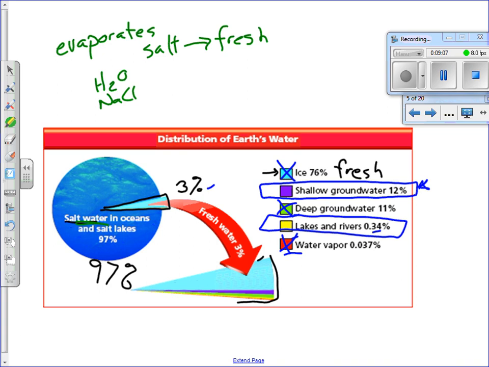And the same thing happens when water freezes. It goes from salt water, if you're talking about the ocean, to fresh. So when it freezes, the water makes its little water ice structure, and the salt just stays behind. So as the ocean water freezes, the ice is fresh water, and the surrounding water gets a little bit more dense with the salt.